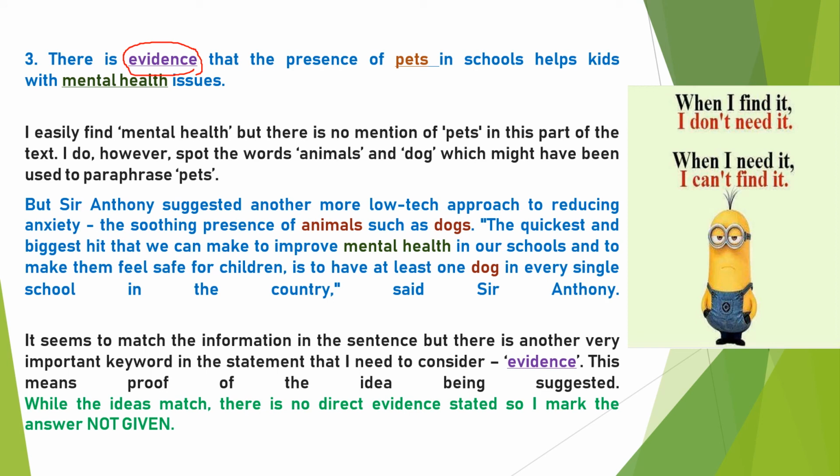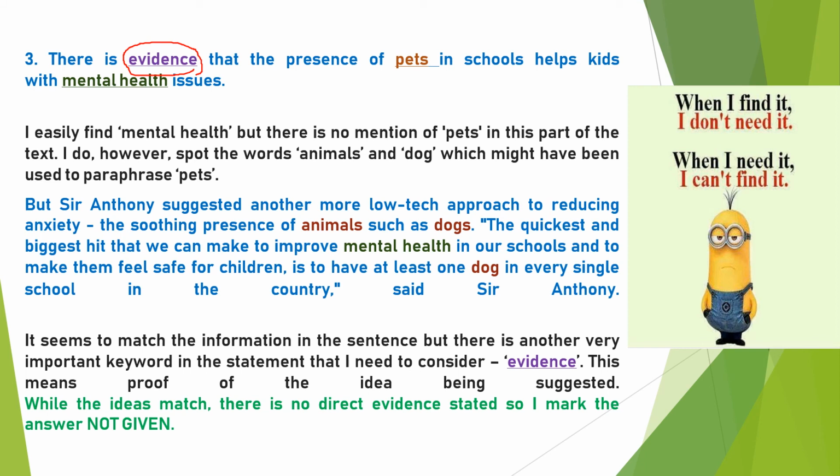You could easily see why students get confused in not given, true and false, because it is also saying that it is false by saying that it is suggested, not evident. It is also agreeing to the statement that presence of pets in school will help mental health, and here it is saying to have at least one dog in every single school. So it is true as well as false. But when we see properly, we cannot say it.